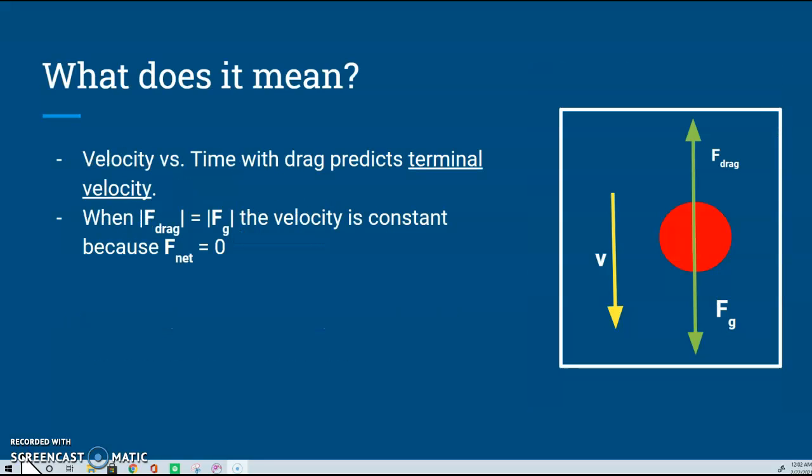I then answered the question, what does it mean? The model that includes the drag force predicts a terminal velocity when F net equals 0. As the velocity increases and F drag increases, F drag will eventually be equal in magnitude to Fg. When this happens, F net equals 0, so velocity will be constant at this constant velocity, as shown in the diagram and proven by the momentum principle.